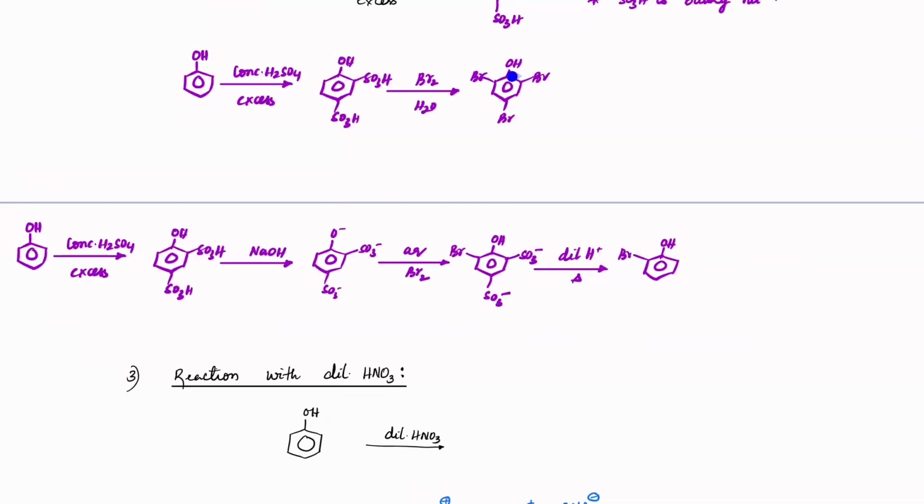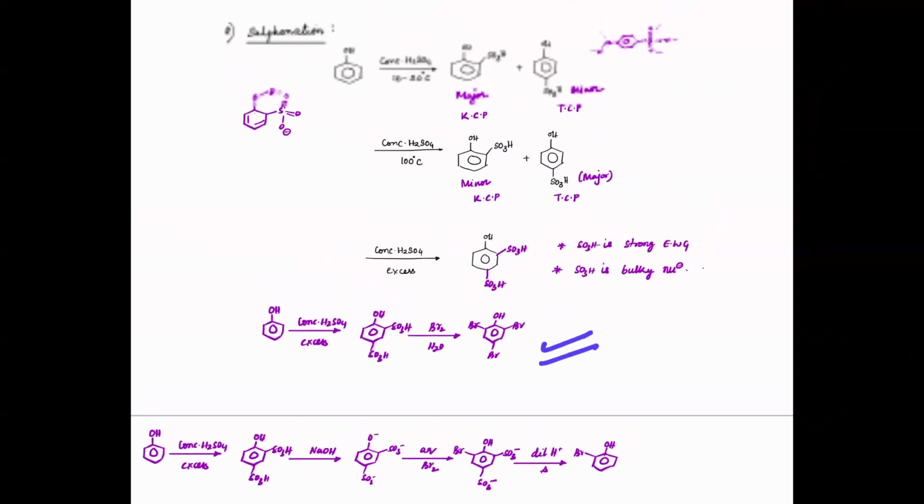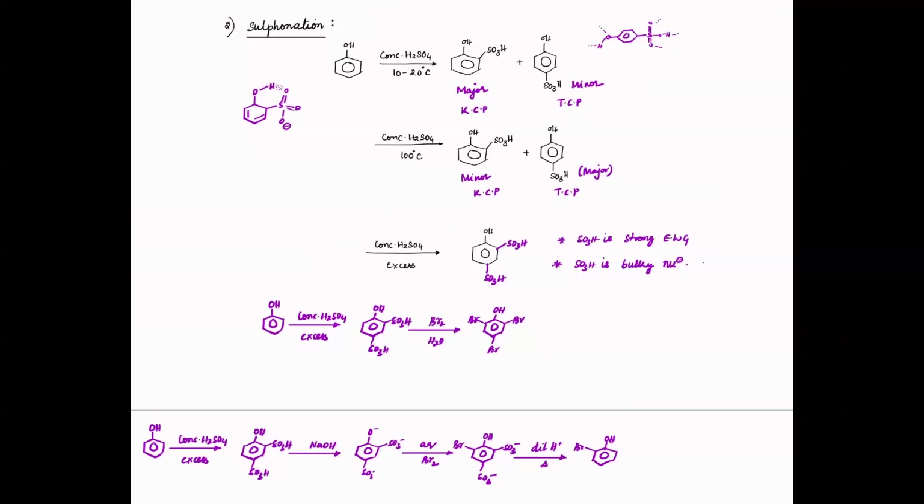But if you want to make bromines at 2, 4, 6 positions, or at all positions, then the earlier one is better. So this reaction is very important from phenol's point of view. Please do check. This is how the sulfonation works, everybody.